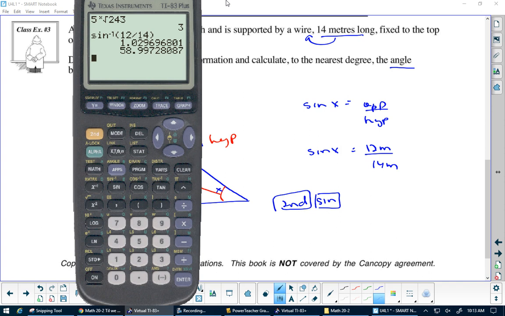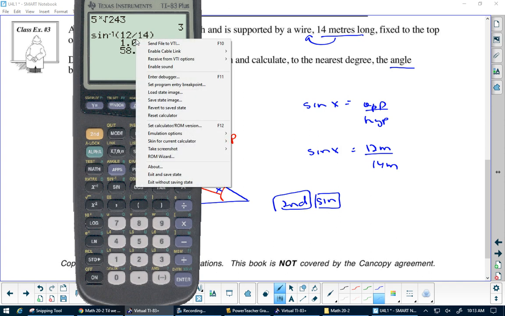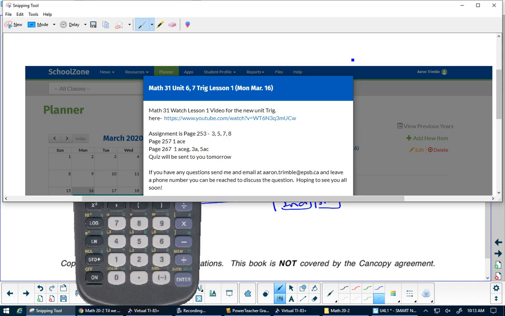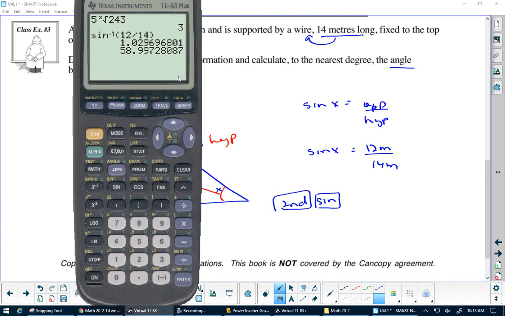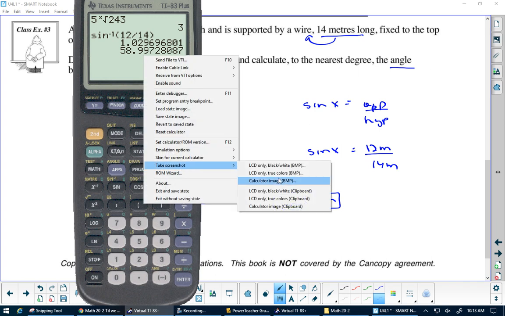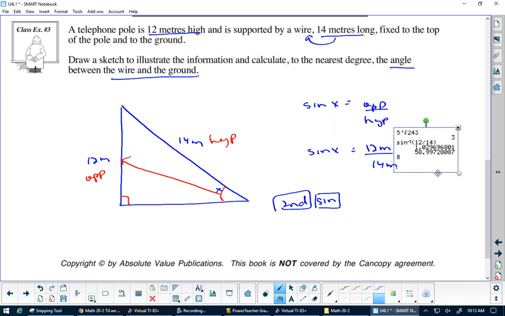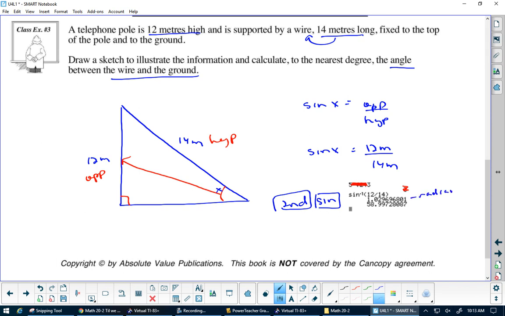So I put second sine. So maybe I'll take a screenshot of this. Paste it here somewhere so you can see what I had to do. Let's just cross this out so students don't think you have to take the fifth root of something to do every time. So this was in radians, which I didn't need.